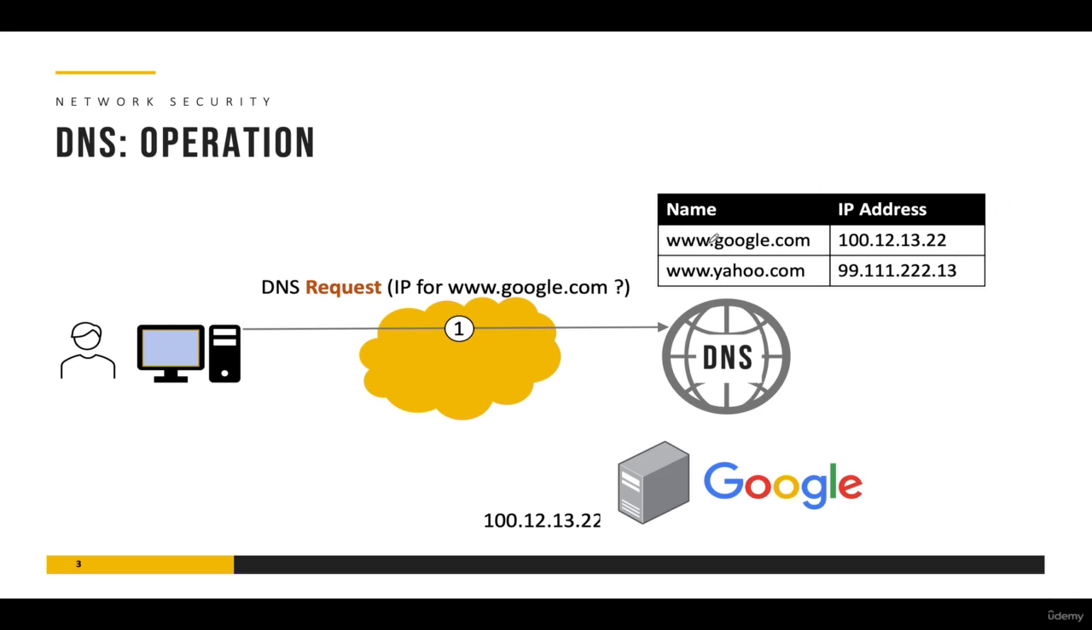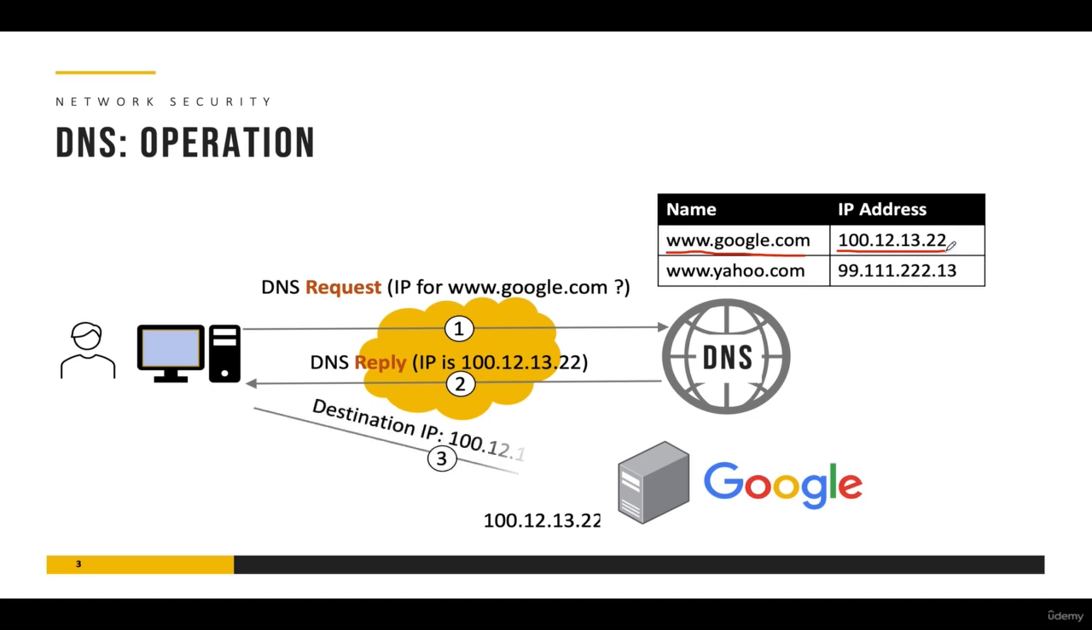Now the DNS servers have these tables in which they have the mapping between the human readable name and the corresponding IP address. So what the DNS server does is that it sends you back the IP address of the domain in the DNS reply. And once you have the IP address, you can start communicating with the domain by putting it as the destination IP address. So this is how the DNS operates.